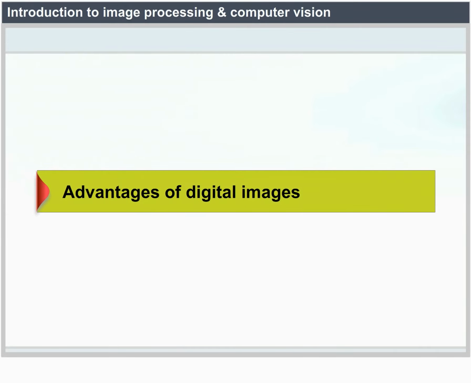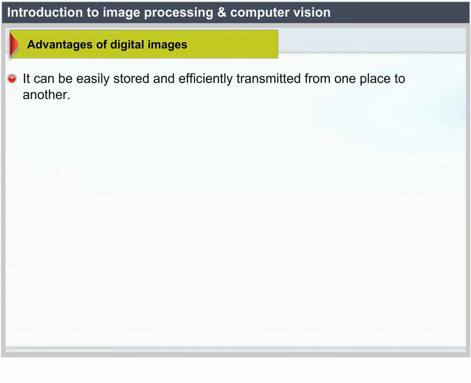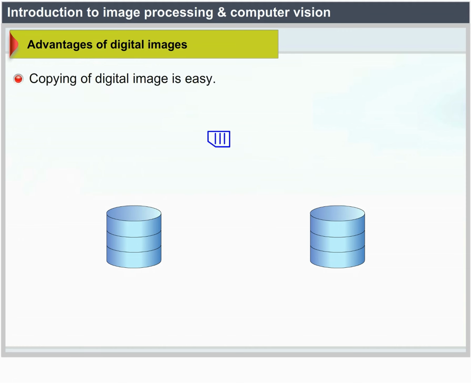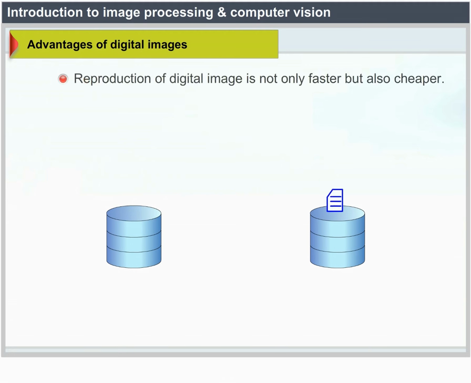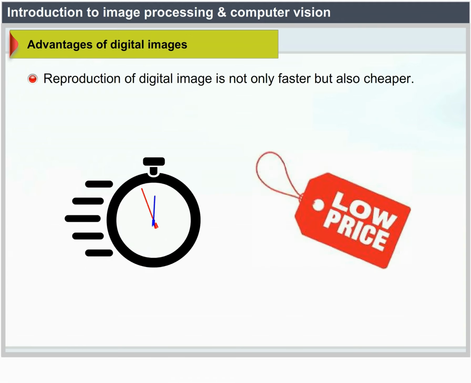Advantages of digital images. The processing of an image is fast and cost-effective. It can be easily stored and efficiently transmitted from one place to another. Copying of a digital image is easy. The image would not be degraded even if copied several times. Reproduction of a digital image is faster and cheaper.